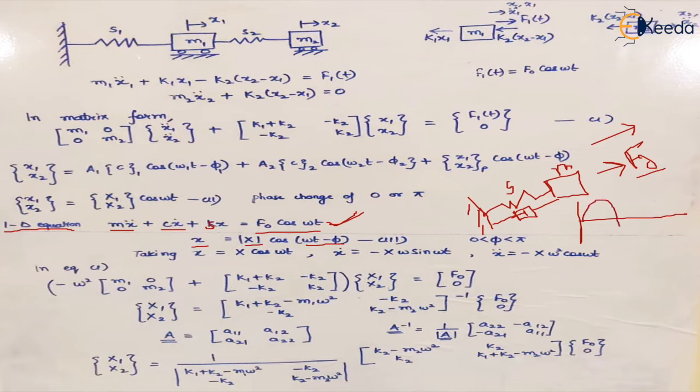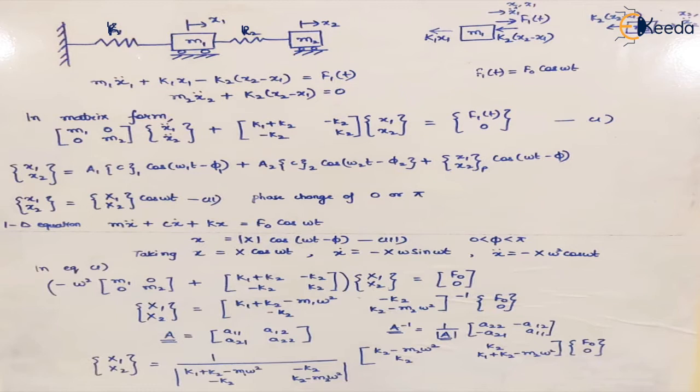So let's assume this is a curve which shows the force. There is a possibility that the displacement might be something like this. So this gap shows the phase lag, right? The phase lag may vary from 0 to pi. So this is a condition which may or may not happen, right?